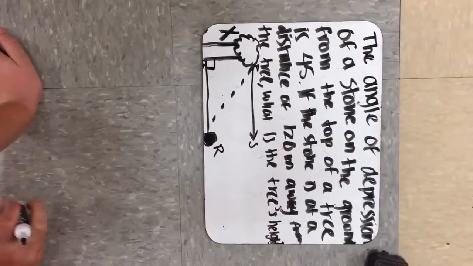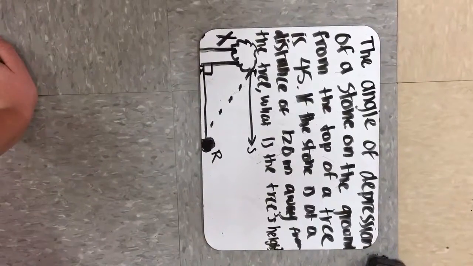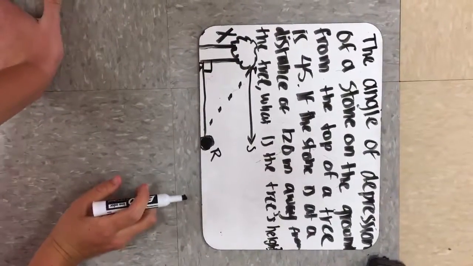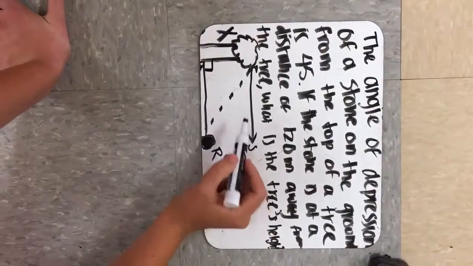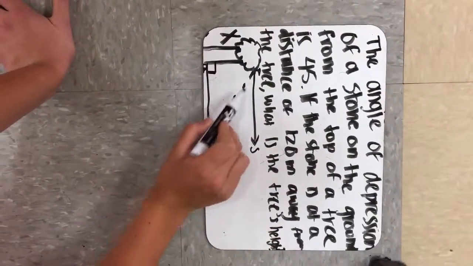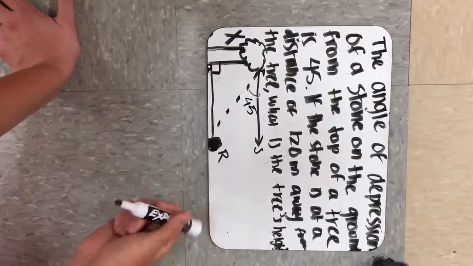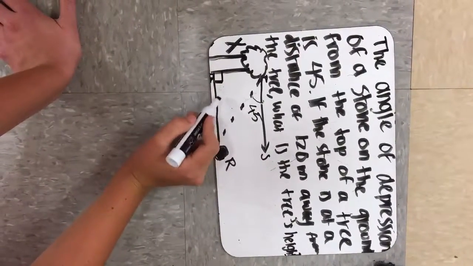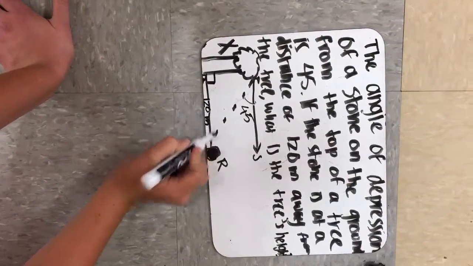The angle of depression of a stone on the ground from the top of a tree is 45 degrees. If the stone is at a distance of 120 meters away from the tree, what is the tree's height? So first we're going to take what we know from the word problem and put it on our diagram, which we've already drawn. So it says the angle of depression is 45 degrees. So this will be the angle of depression because it's below the horizontal line but above this line of sight. So this is 45 degrees. Then it also says that the stone is at a distance of 120 meters away from the tree. So this QR represents the distance from the stone to the tree, and so that's going to be 120 meters.